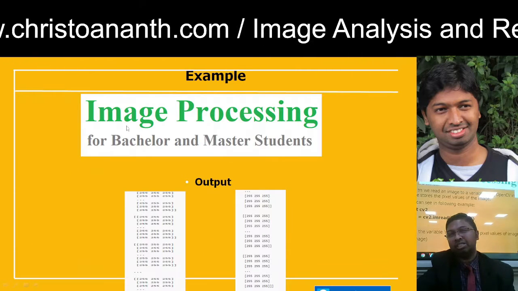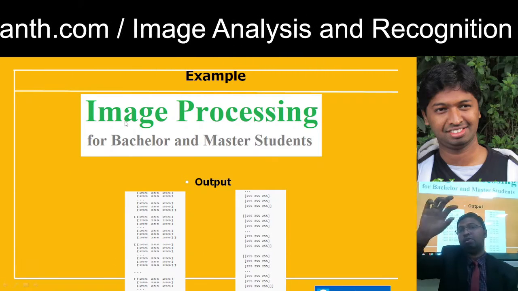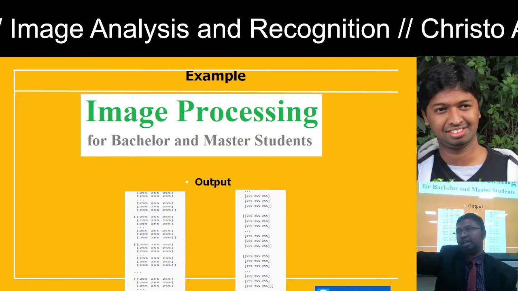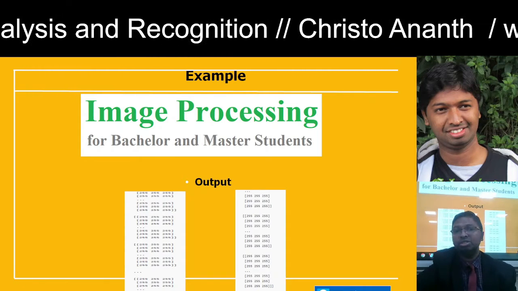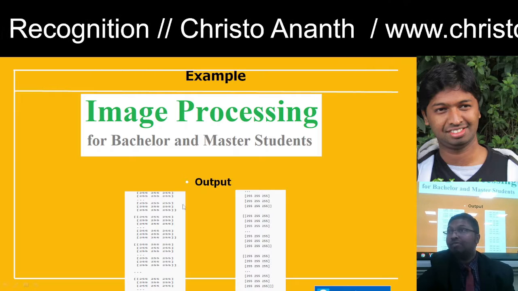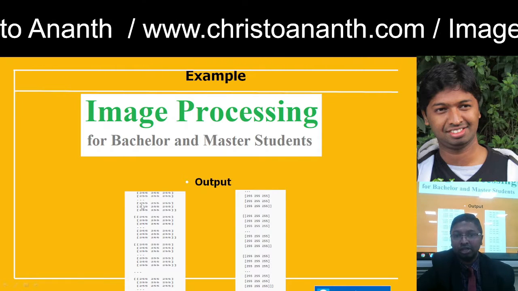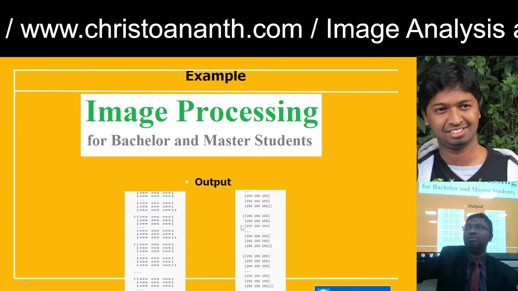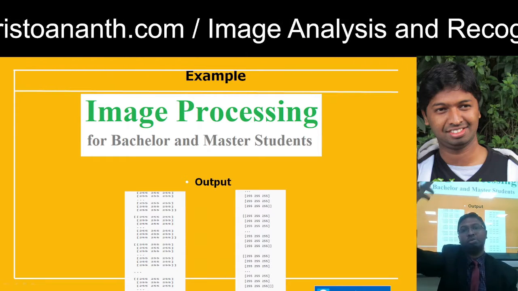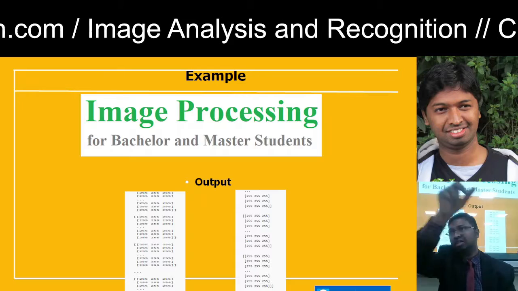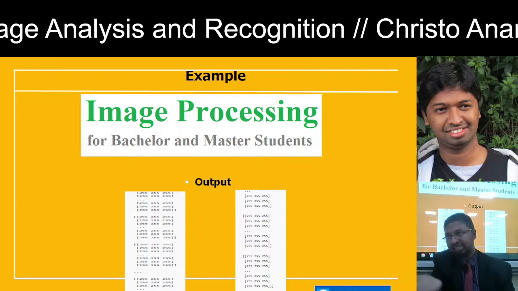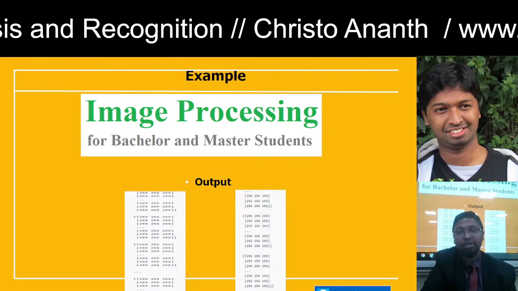Then for example, let us take the case of image processing for bachelor and master students. Let us take this as the example. Correspondingly its pixel values are stored: 255, 255, 255. You will store different numbers corresponding to that particular image, corresponding to the x-axis and the y-axis.